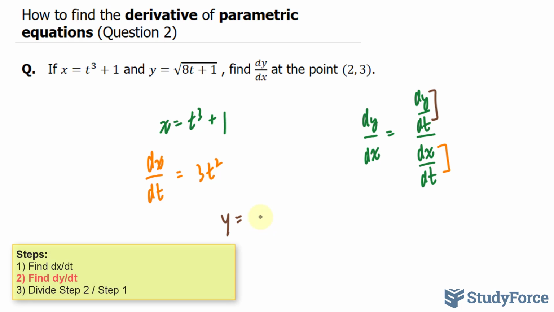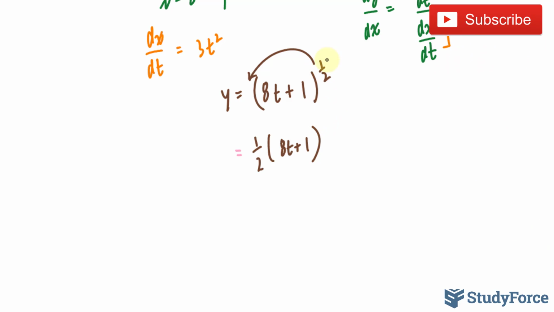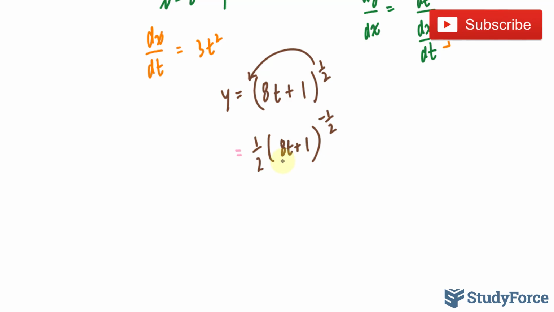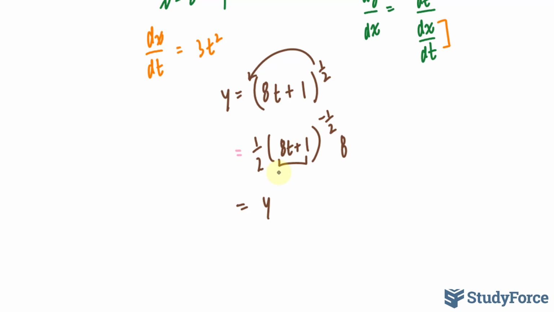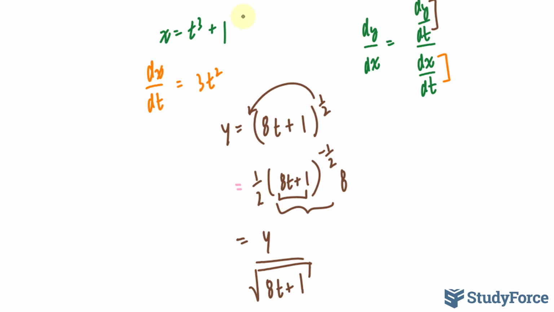So I have y is equal to the square root, which I'll write out as 8t plus 1 all raised to a half. Now, this half will go to the front, where we have 1 over 2 times 8t plus 1. And don't forget to subtract the exponent by 1. So half minus 1 is negative half. And we find the derivative of this expression. 8t plus 1 gives us simply 8. 8 over half is 4. And this part of the expression can be written, without this negative exponent, as the square root of 8t plus 1. So now I have both components.